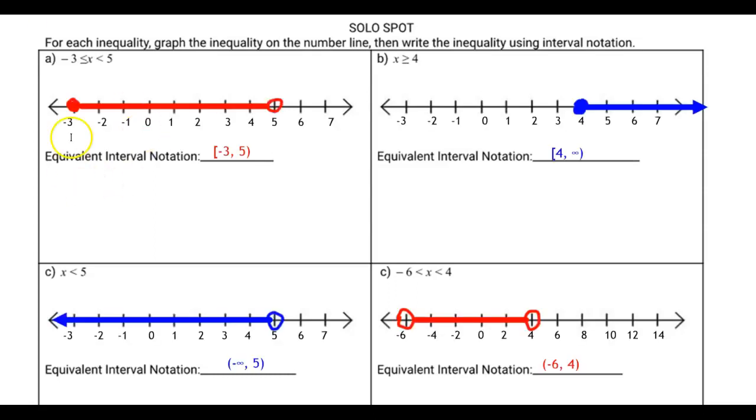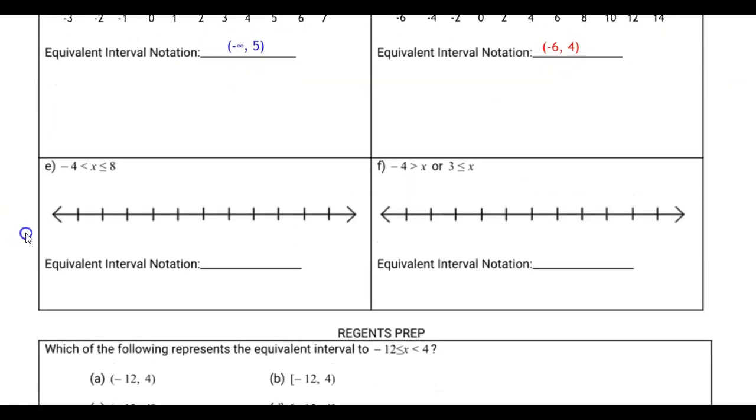There we go. You should see a square bracket every place you see a filled in circle or a less than or equal to. You should see an open circle every time you see a parenthesis, a soft bracket. You should also see an infinity wherever you see an arrow, right? So this is going to negative infinity. This one's going to positive infinity. A common student error is to say that this is infinity, but if it's in the negatives, it should be negative infinity. All right, we have a couple more exercises down here.